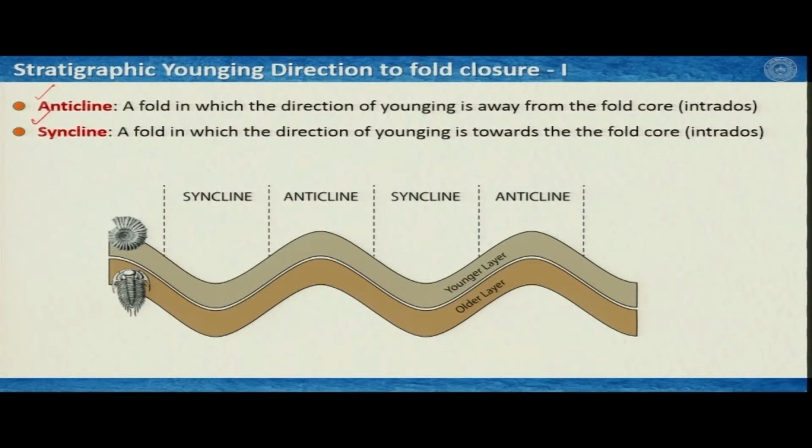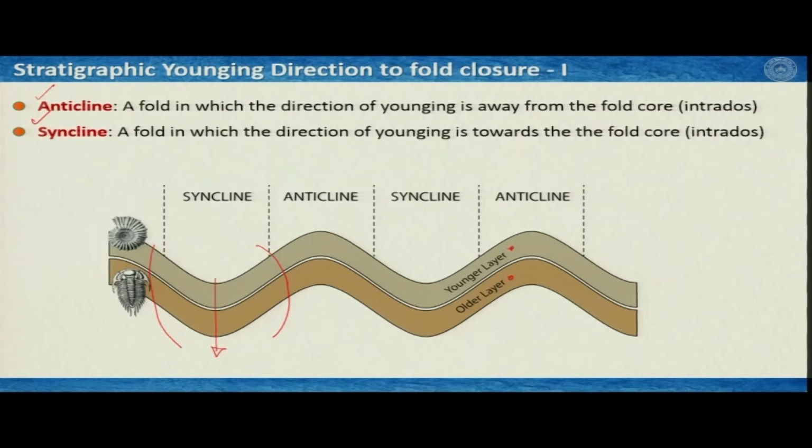Let's first look at this image. As you can see, the top layer, which is written here, is the Younging layer, and the bottom layer is the older layer. Say in the top layer you find the fossil ammonite, and in the bottom layer you find the fossil of trilobite. Therefore the top layer is of Mesozoic age and the bottom layer is of Paleozoic age. Now what we see in this first fold, if I consider this one, is a synform, as we have learned from the previous lecture, and it is closing downwards. So this is essentially a synform.